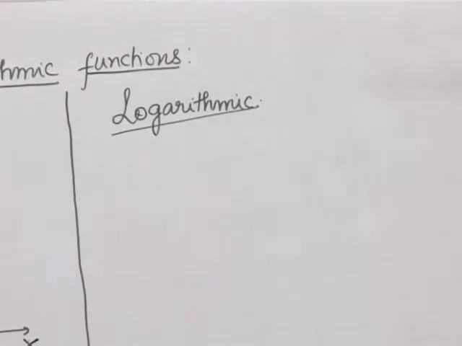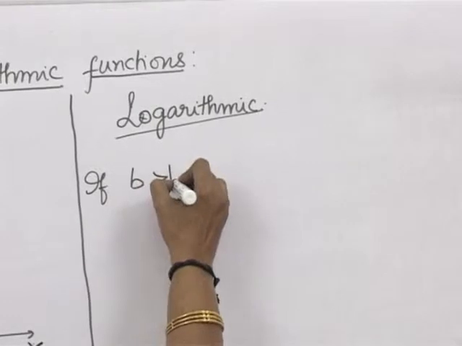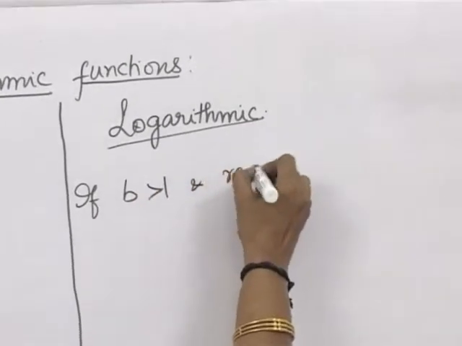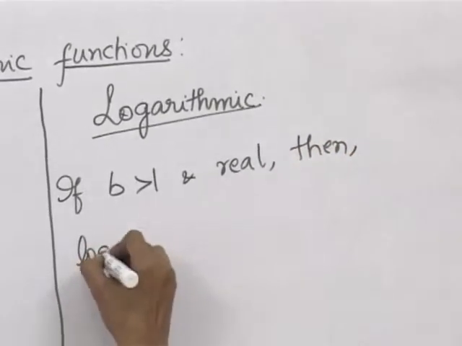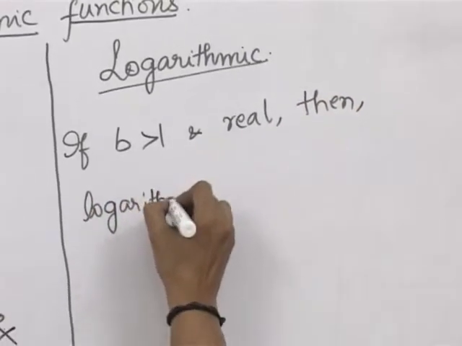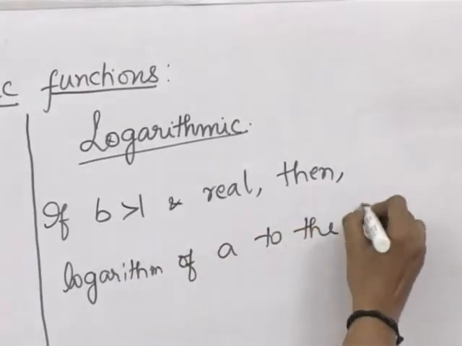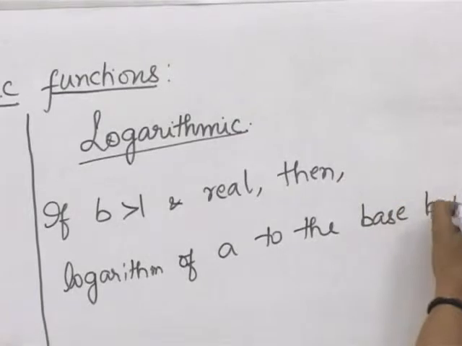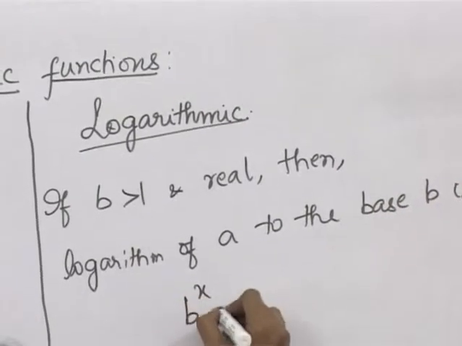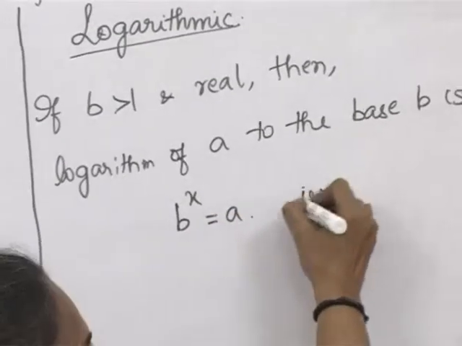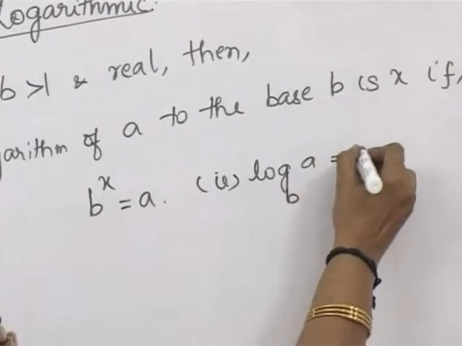Now let us discuss the logarithmic function. If b is greater than 1 and it is a real number, then the logarithm of a to the base b is x if b power x is equal to a. That is, we have log a to the base b is equal to x.